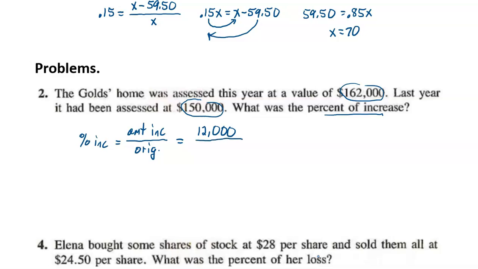Now compare that to the original value of the home, which was $150,000. Do this division on a calculator. This is 0.08. Now, is there anything else that you have to do to get a percent? Yes, you have to take the 0.08 and write it as its percent form. To change a decimal into a percent, you times by 100 or move the dot 2 places to the right.